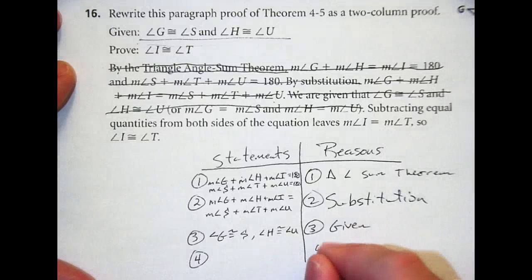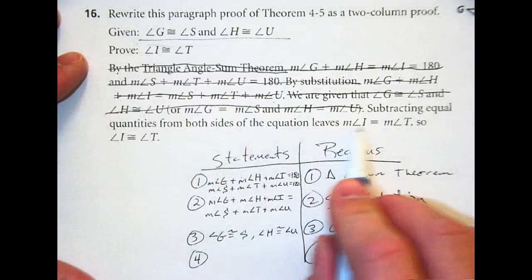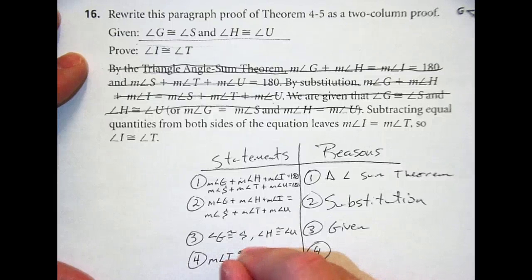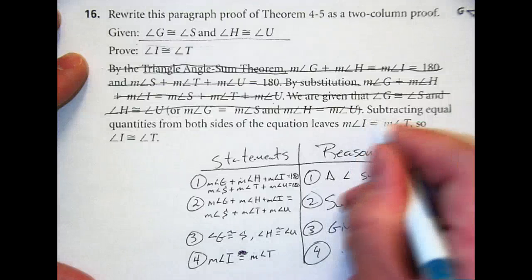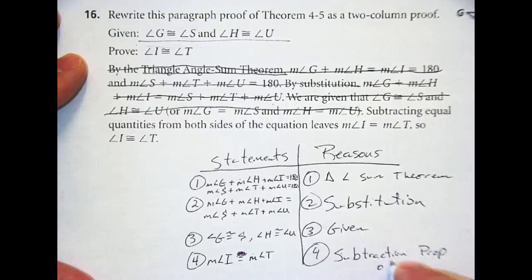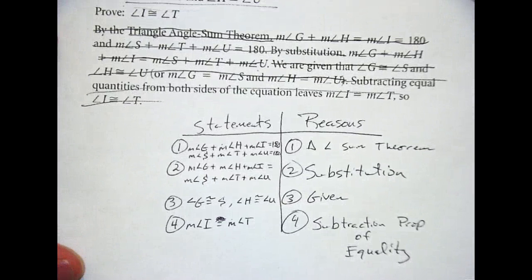Okay? So, as Bethany pointed out, the next statement, though, is that subtracting equal quantities from both sides of the equation leaves measure of angle I congruent or equal. They actually write it as congruent. All right. Congruent to measure of angle T by subtraction property of equality. There we got it. We are done with our proof.